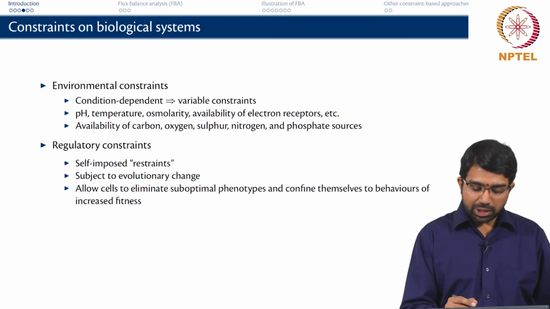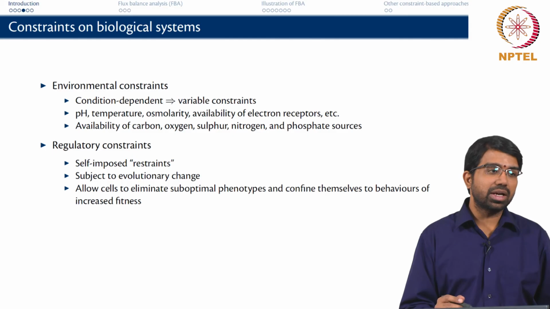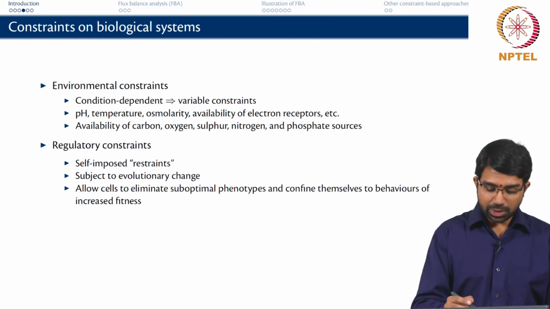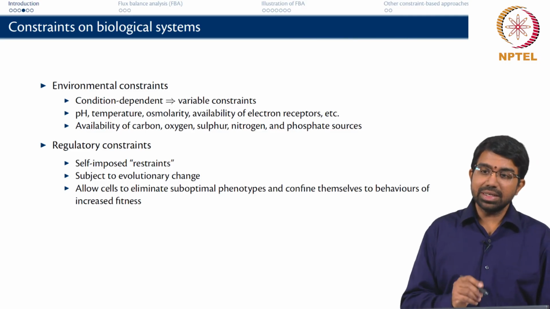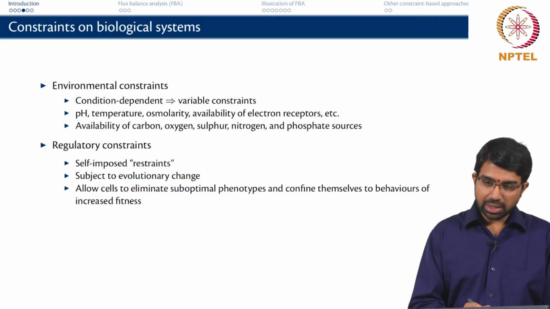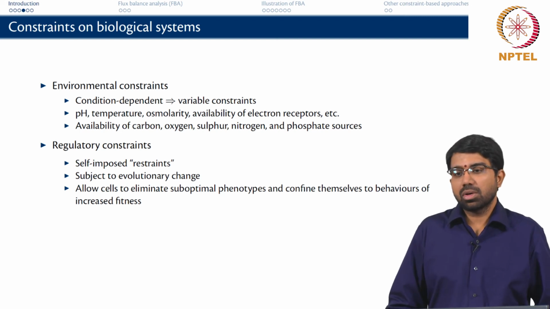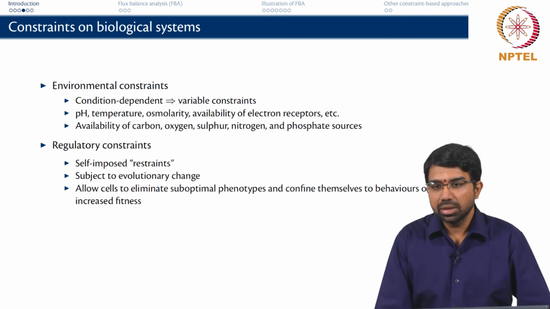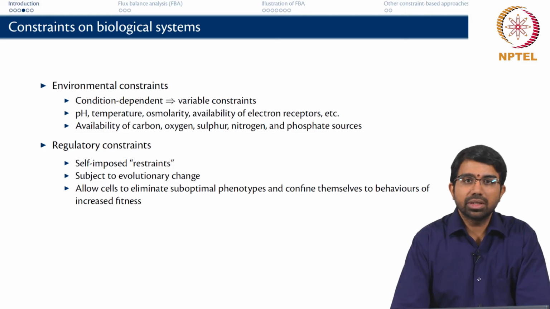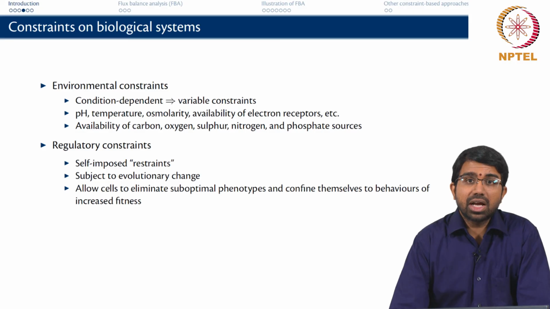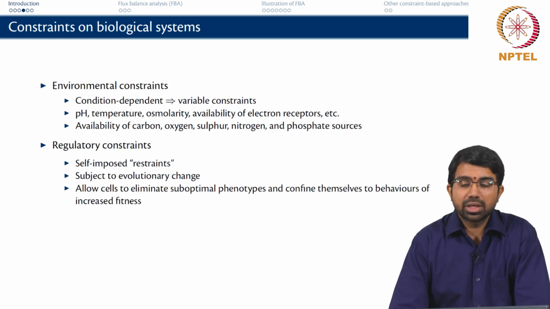And many of these are condition dependent constraints. So, they are actually variable, they are not fixed. Right. This is one set of constraints. The other really interesting set of constraints are some self imposed restraints by the cell, which is almost counterintuitive, right. So, you expect that the cell will do something, the conditions are actually feasible for the cell to do something, but it actually does not. Why? Can you think of an example?